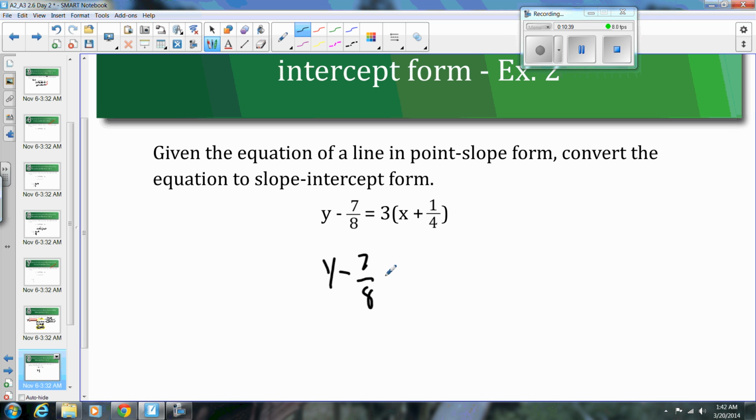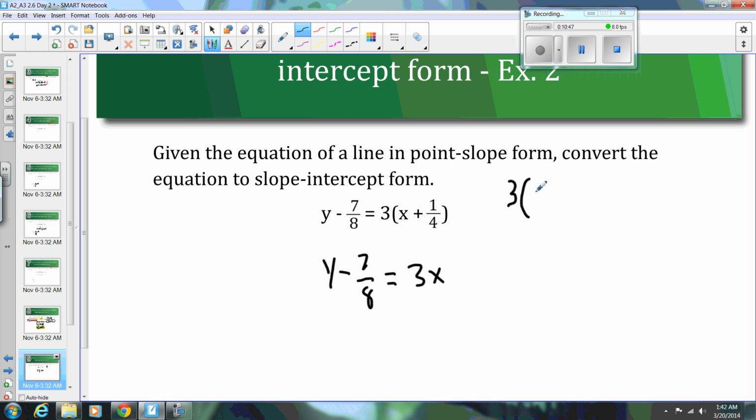Okay, so I'm keeping the left-hand side. The first step is to distribute the right-hand side. What's 3 times x? That's 3x. What is 3 times 1/4? 3 times 1 over 4.